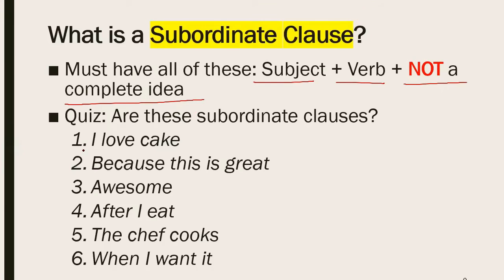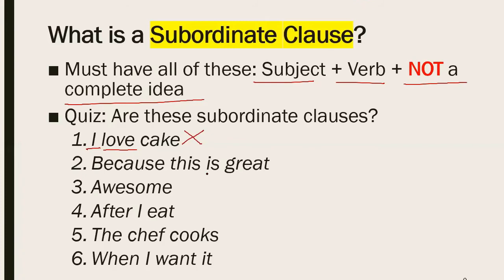Sub. I is the subject. Love is the verb. I love cake. Is that a complete idea? Yes, it is. So this is not a subordinate clause. Like, this sentence can stand on its own. It doesn't need to connect to something.